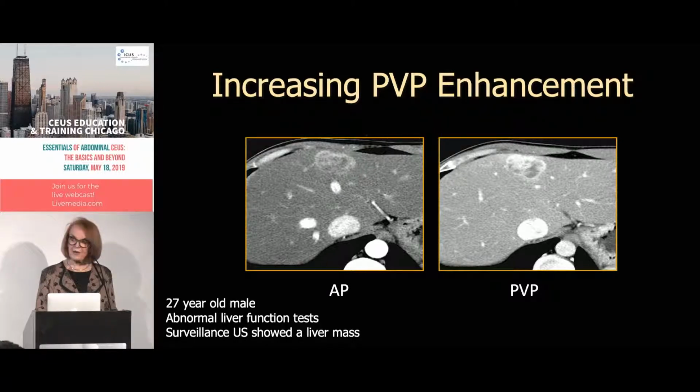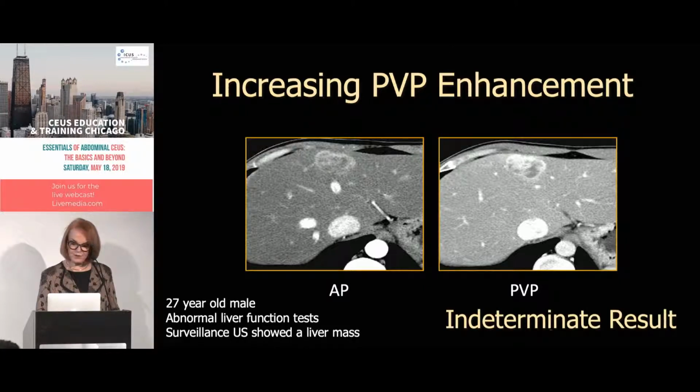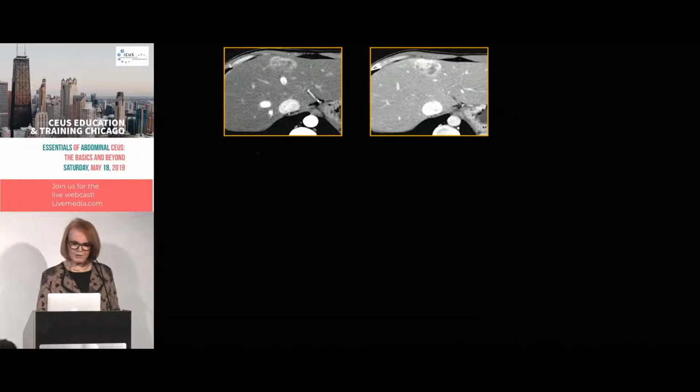And so it shows a heterogeneous enhancing mass in the arterial phase. And then in the portal venous phase, it shows increasing enhancement, increasing intensity, and increasing amount of enhancement. And so that's an indeterminate result. I've shown this to many people, and lots of people think, gee, maybe that's a hemangioma. I don't know what that is.